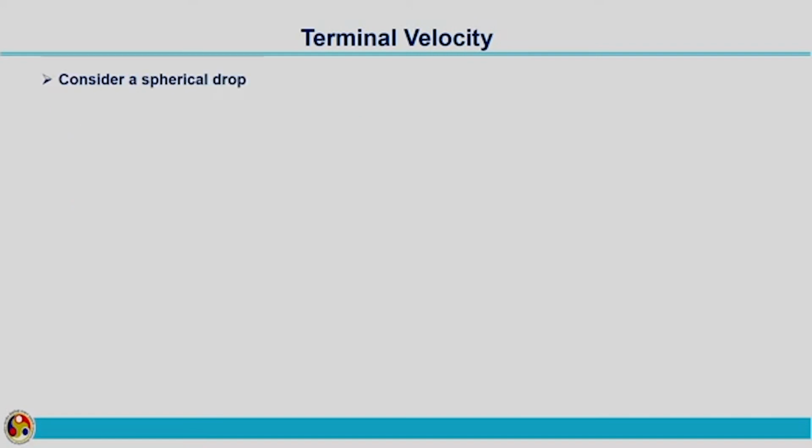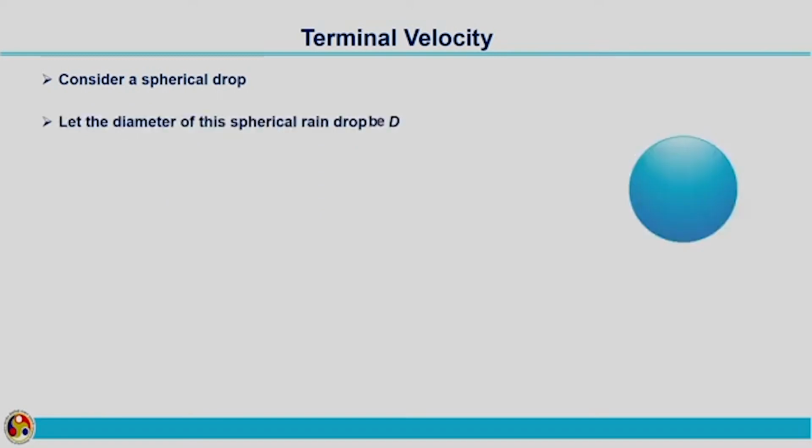Now, consider a spherical drop and let the diameter of the spherical drop be d. We are going to consider a spherical raindrop which is having a diameter d. Now, let us see what are the different forces acting on the raindrop. Different forces are acting on the raindrop, and because of that the drop is falling down. So, let us see what are the different forces acting on the raindrop.